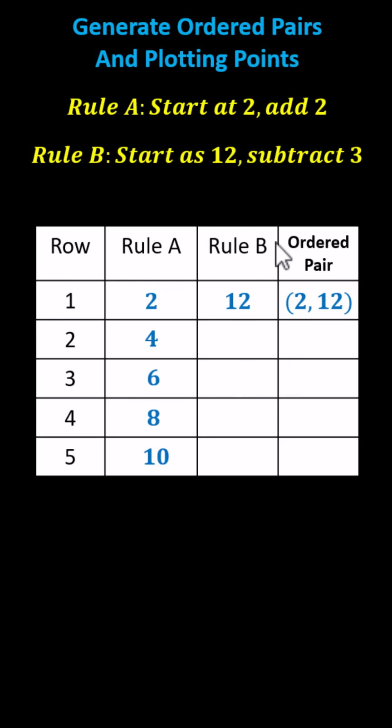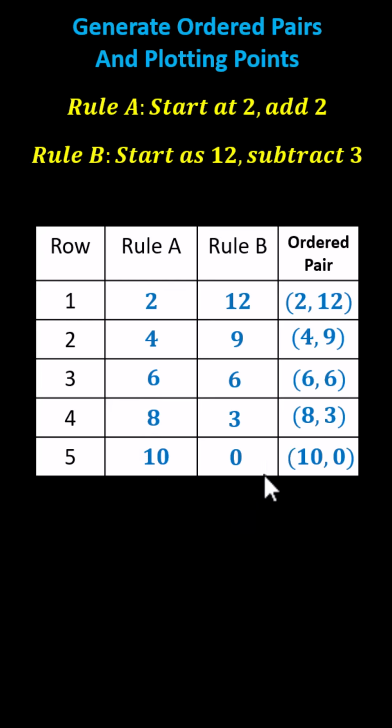And now for rule B, we start at 12 and subtract 3. 12 minus 3 is 9 for row 2. 9 minus 3 is 6 for row 3. 6 minus 3 is 3 for row 4. And 3 minus 3 is 0 for row 5. Going back to row 2, the ordered pair is 4, 9, followed by 6, 6, 8, 3, and finally 10, 0. And now we will plot the ordered pairs as points on the coordinate plane.